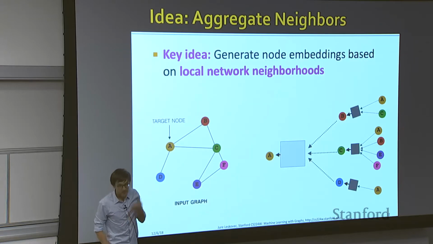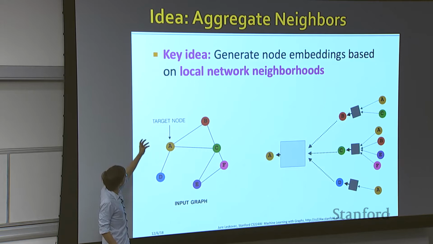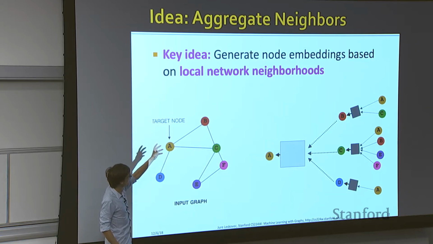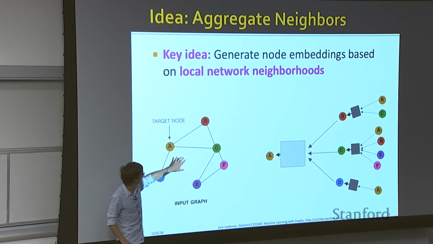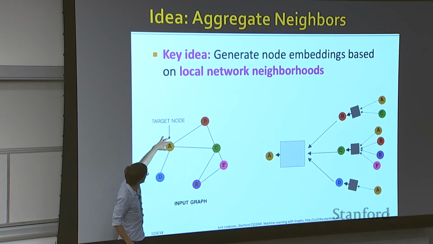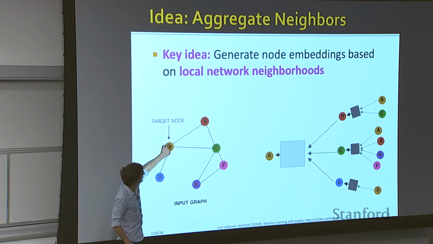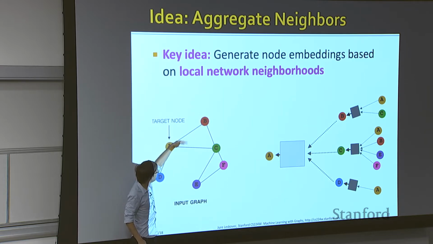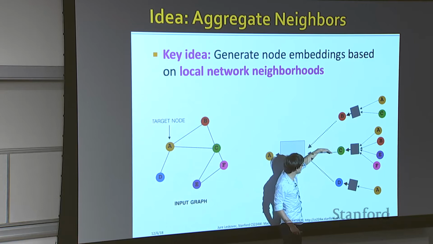Okay? So here is the key idea. The key idea is that to create a network embedding, we want to use the local network neighborhood to define the neural network structure. Right? So if I have this tiny graph here as an example, and I want to create an embedding for node A, then the way I can do this is to say, aha, node A has to aggregate information from B, C, and D. So node A gets information from nodes B, C, and D.